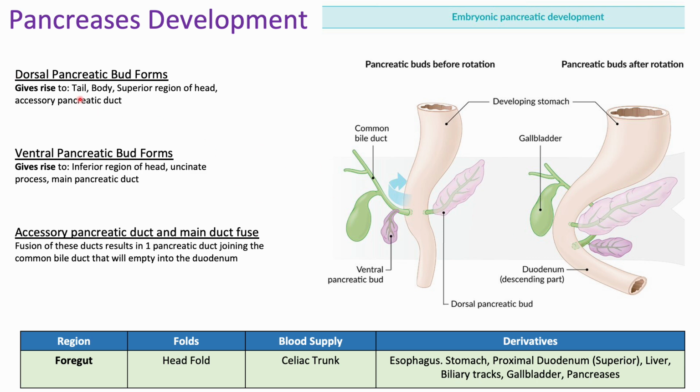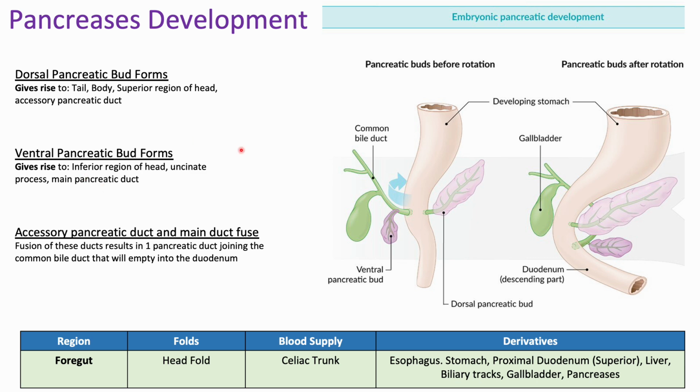So it's going to give rise to the tail, the body, and the superior region of the head of the pancreas. And it's also going to give rise to the accessory pancreatic duct if it does not degrade. We'll talk about this in a moment. And then we're going to have the ventral pancreatic bud, which is forming the more inferior regions of the pancreas, so the inferior head of the pancreas as well as the uncinate process. And it's going to be the component that's going to contribute to the main pancreatic duct.